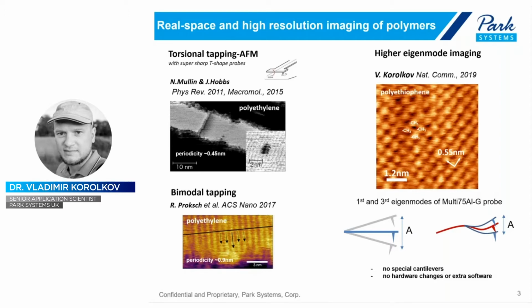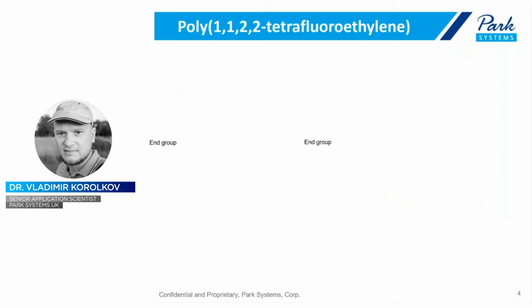It's been shown experimentally that when using those high eigenmodes, you can achieve basically two important things. You can use extremely low amplitudes, something that is almost impossible in ambient with the first eigenmode. You can go down to angstrom-level or subnanometer-level amplitudes, and you can go faster. You can scan faster. So in that way, you can gain resolution and you can gain speed. And we applied that technique to a range of polymers.